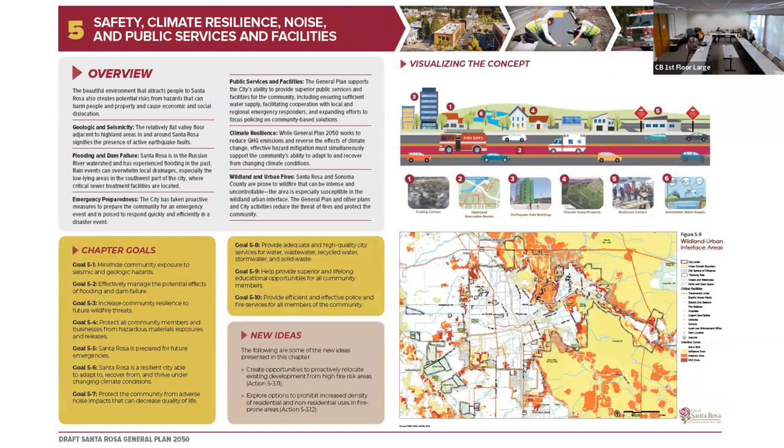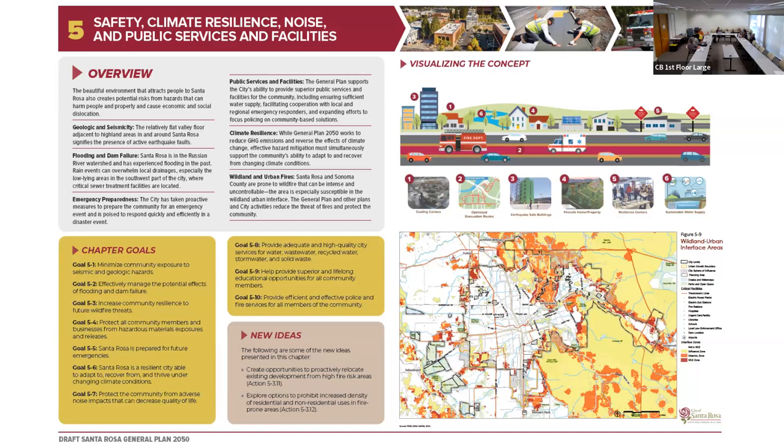Our element number five, which is probably not the subject matter for this space, but we are aware that all the community is concerned and active and knowledgeable about safety, climate resilience, noise, and public services and facilities, particularly because of the fire PTSD that the community has, as well as the awareness about fires, is located in this place. But unfortunately, that's not the only type of built environment risk that we have in the city. We also have a fair amount of geologic and seismic activity, as well as flooding and emergency preparedness measures that we want to make the community aware of. And basically, the new ideas are focused on fire.